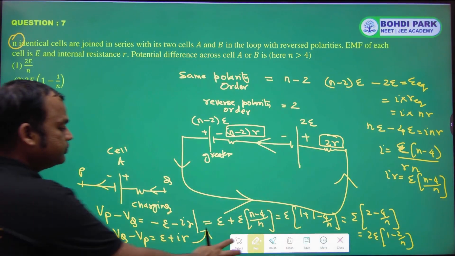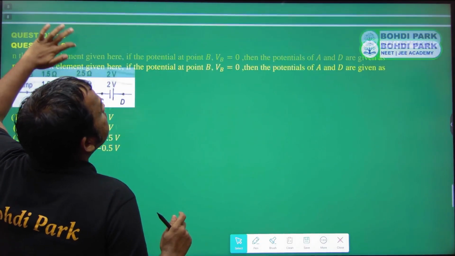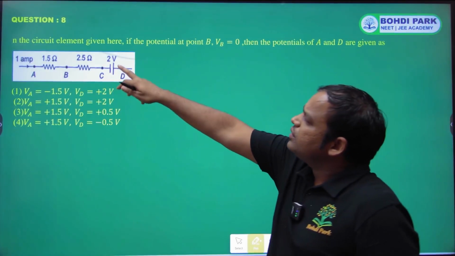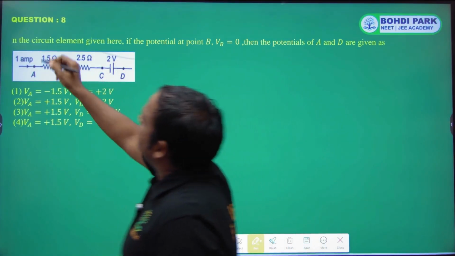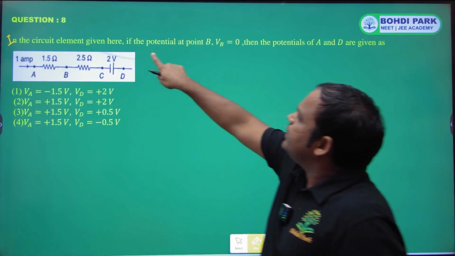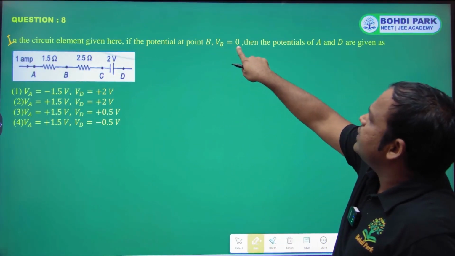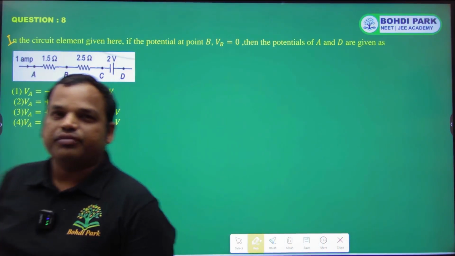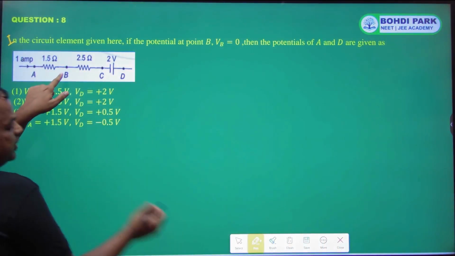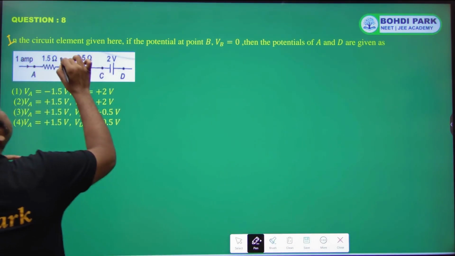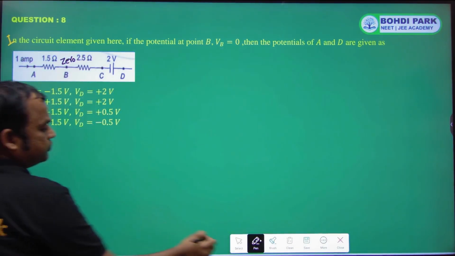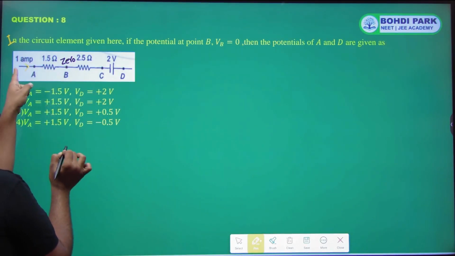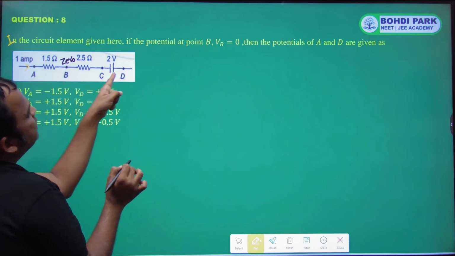Now next, look at question number 8. In the circuit element given here, if potential at point B is 0, potential of A and D we have to find. So potential of B is mentioned 0, and the direction of current is also mentioned. Current is 1 ampere. It is going from A to B to C like this.